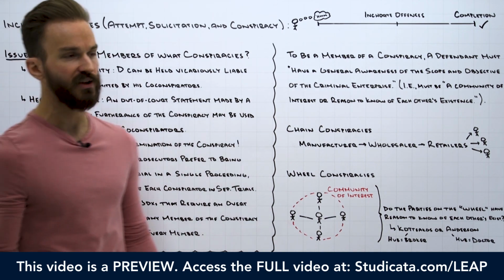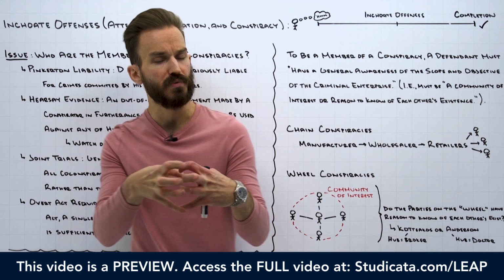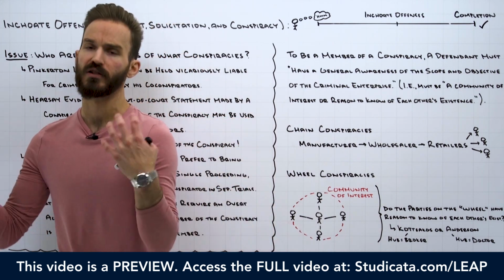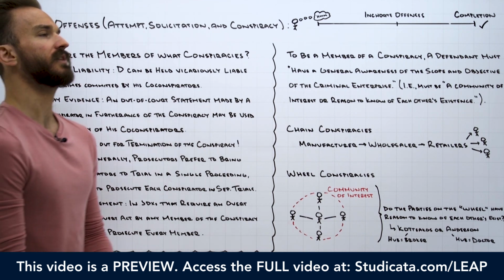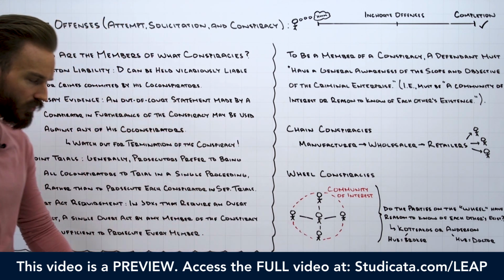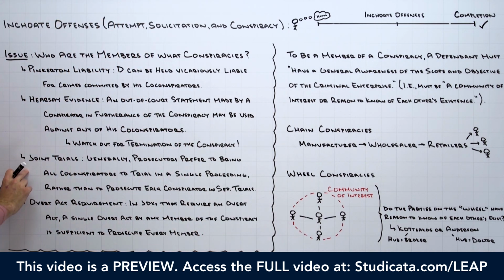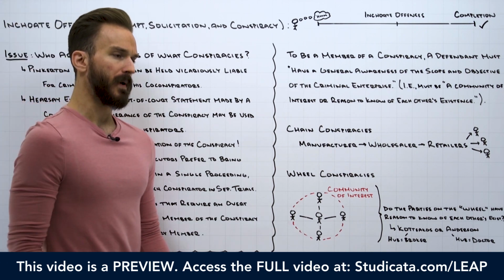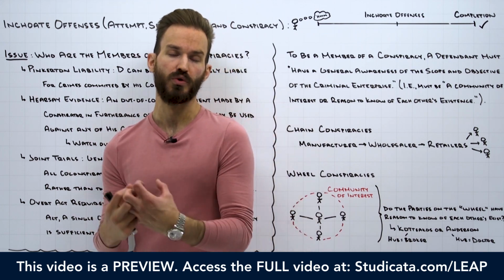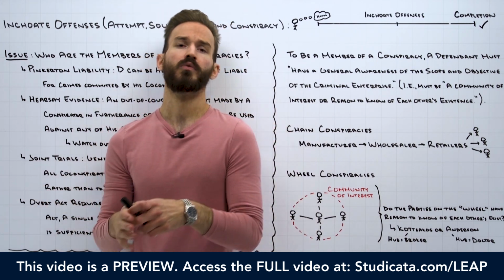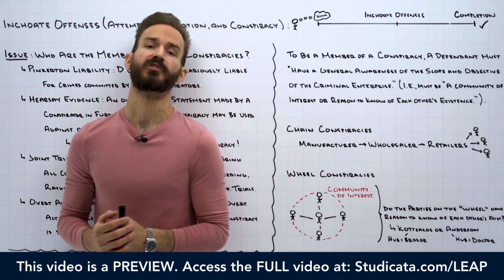This is again another reason if you're a defendant, you don't want to be in these large conspiracies that have a lot of other members, right? Because generally, prosecutors prefer to bring all co-conspirators to trial in a single proceeding, rather than to prosecute each conspirator in separate trials, right? The idea here is really more so from a strategic perspective. If you're a defendant, it's going to be hard to differentiate your story, yourself, from your co-conspirators when you're all in trial in one proceeding, right?